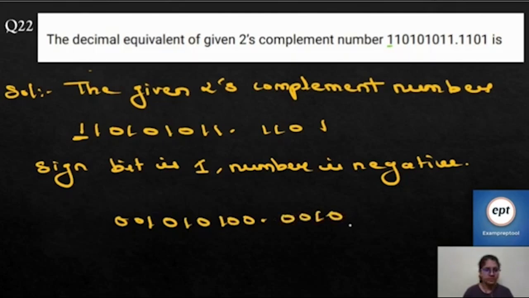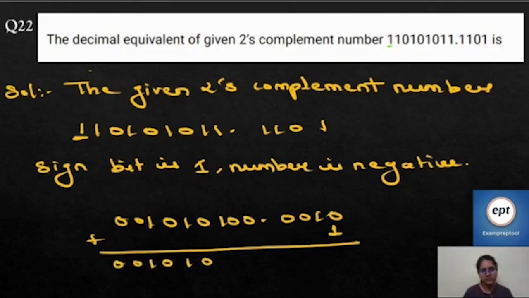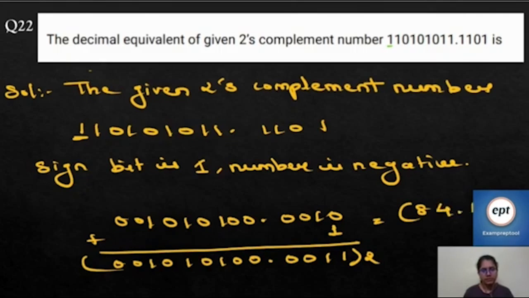So this will be the 1's complement. Okay, 0 0 1 0 1 0 1 0 0. After that we will do a 2's complement and we will get the decimal equivalent. So it will be 0 0 1 0 1 0 1 0 0 dot 0 0 1 1. So this is the 2's complement, and now we will find the decimal equivalent. So the decimal equivalent comes out to be 84.1875.